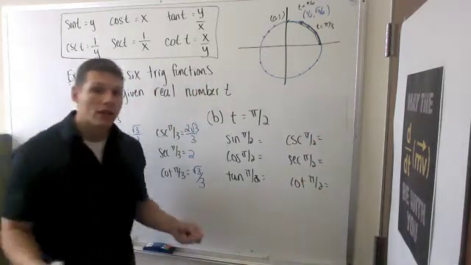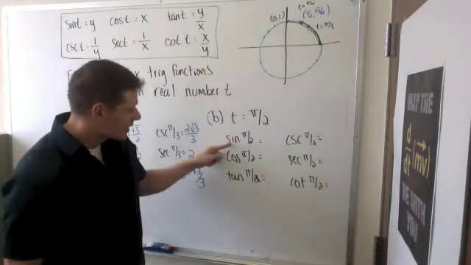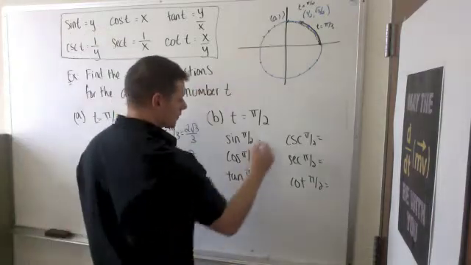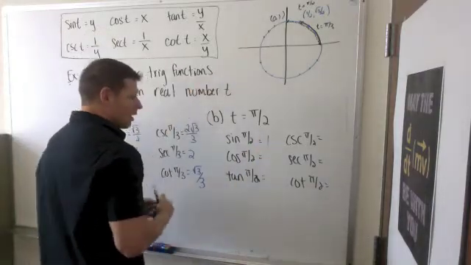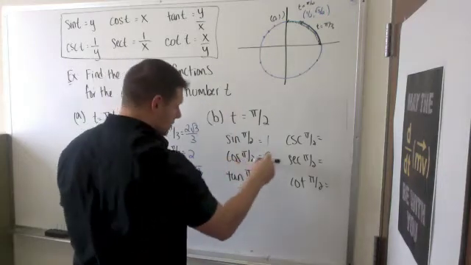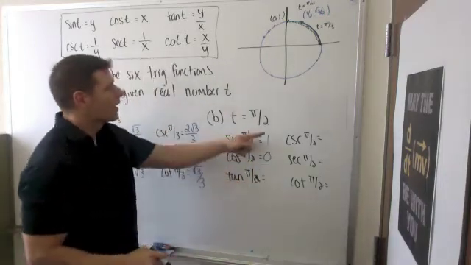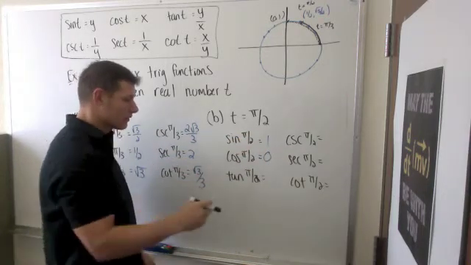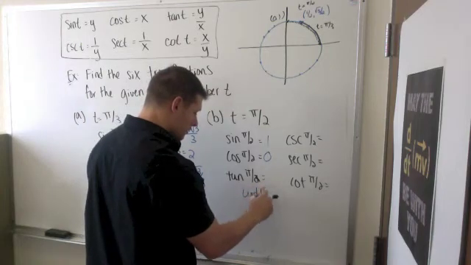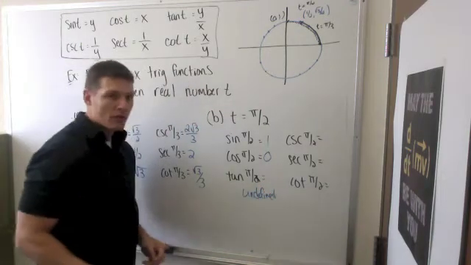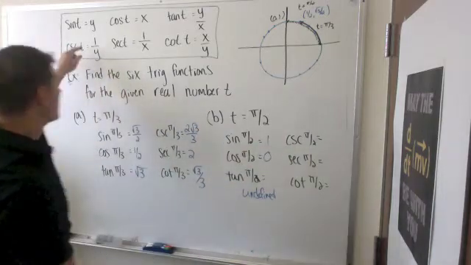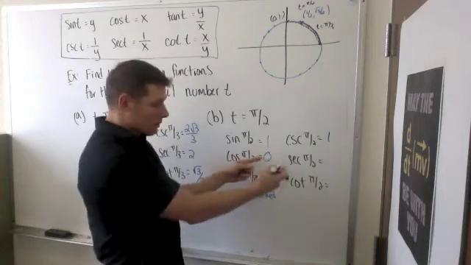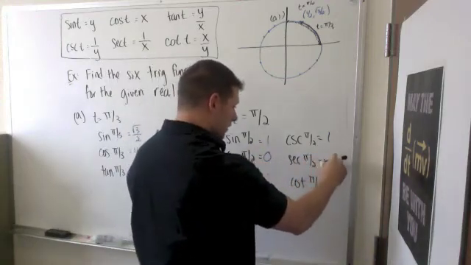Again, all I'm doing is looking at the terminal point. So sine of pi over 2. Sine is the y value. What is the y value over here? Well, it's 1. What's the x value over here? Well, 0. What is the quotient of y over x? Well, that's undefined. 1 divided by 0 is undefined. You cannot divide by 0. 0 in the denominator is bad news. Cosecant is defined to be 1 over y. 1 over 1 is 1. Again, we're just doing the reciprocal of these, really. Now we're doing 1 over 0, which is undefined.